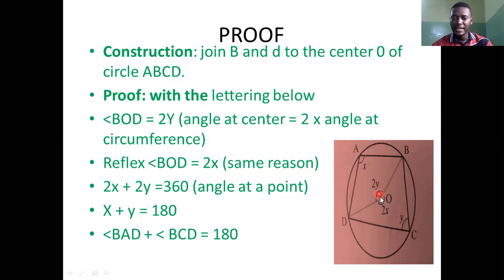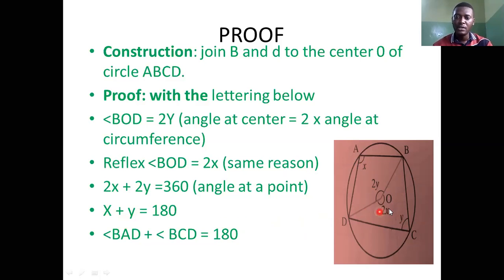So now we know that this is angle at a point, and the total of any angle at a point is 360 degrees. So 2x plus 2y is equal to 360 degrees. If we factorize what is common here, which is 2, x plus y will now give us 180, because at the end of the day, we divide both sides by 2. So angle BAD plus BCD is equal to 180. That is the same thing as x and y. BAD is x, BCD is y. Add them together, that gives us 180.